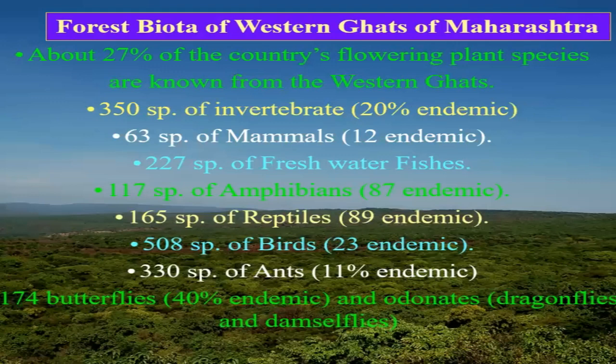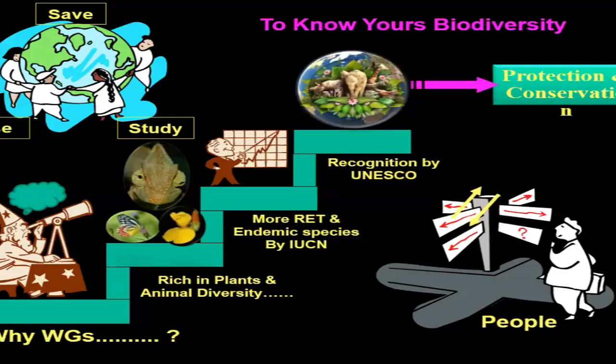If you see this slide, we get so many things with respect to this Western Ghat. We can see the invertebrates, mammals, freshwater fishes, reptiles, birds, ants, butterflies, okay? The damselflies, then dragonflies, all such diversity makes the unique diversity in this region, Western Ghats, more visible. Now, we should understand the way it is showing its uniqueness, and we have to think why Western Ghats.